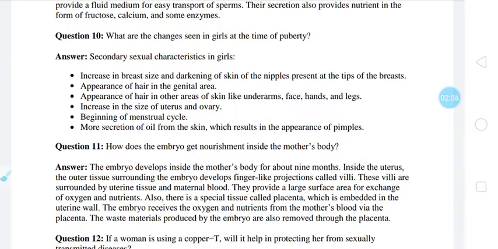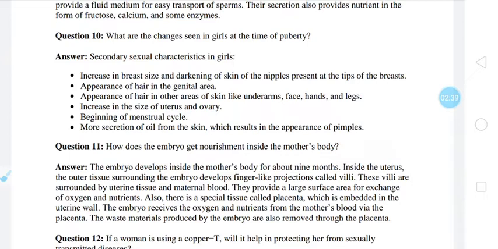So the answer will go like this: secondary sexual characteristics in girls include increase in breast size and darkening of the skin of the nipple present at the tip of the breast. Then appearance of hair in the genital areas, appearance of hair in other areas of skin like underarms, face, hands and legs, and increase in the size of the uterus and ovaries. Beginning of the menstrual cycle can be a change seen in girls at the time of puberty.